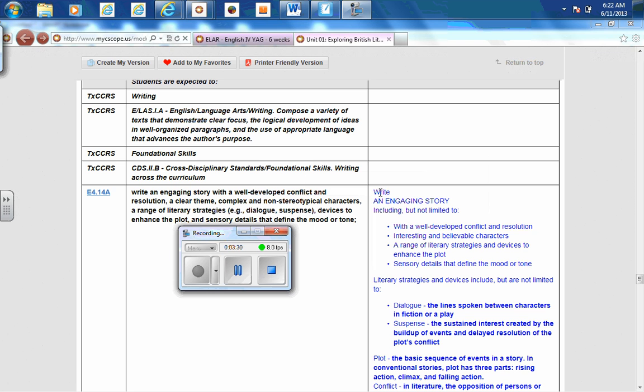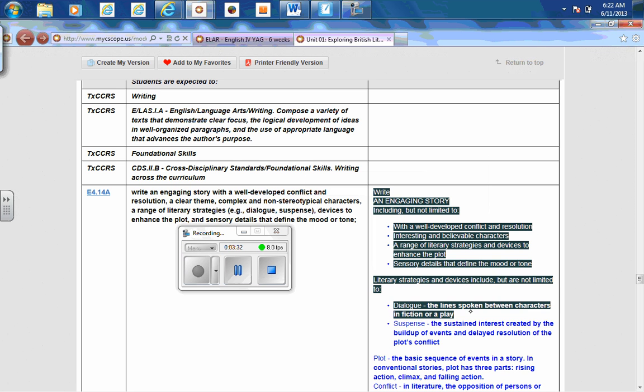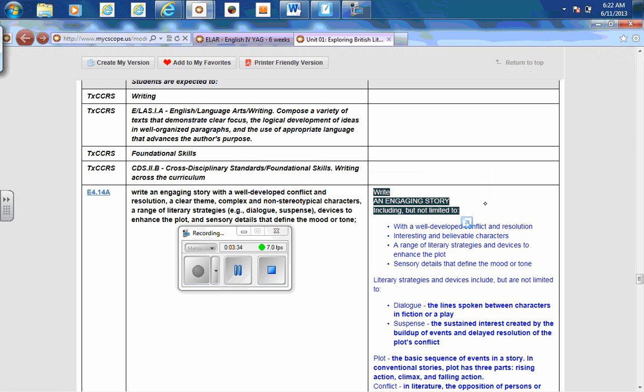On this side right here, they talk about what it is. And this is the definition we'll use. If you said, well, sir, I don't know what dialogue was. Well, that's lines spoken between characters in fiction or a play. What's suspense? The sustained interest created by the buildup of events and delayed resolution of the plot's conflict.